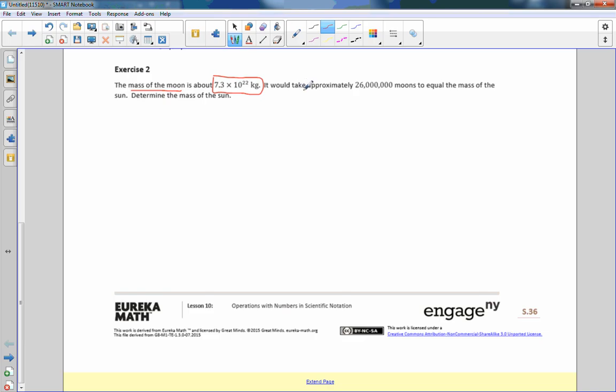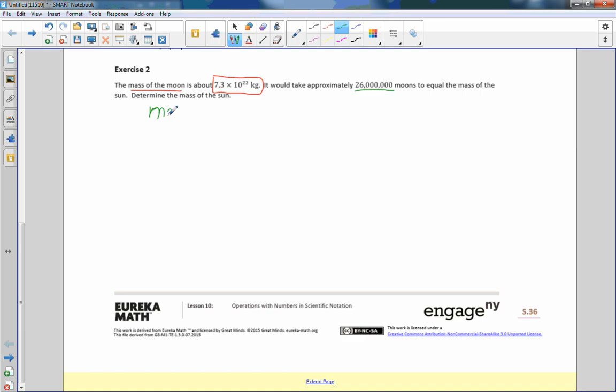7.3 times 10 to the 22 kilograms. That's how big the moon is, how much the moon weighs, its mass. It would take approximately 26 million moons to equal the mass of the sun. So I'm going to write a mathematical sentence here.